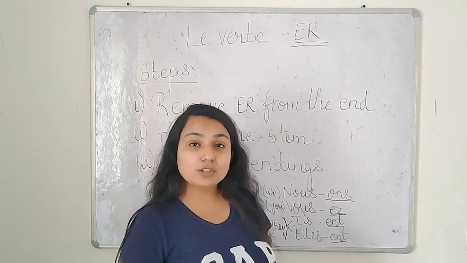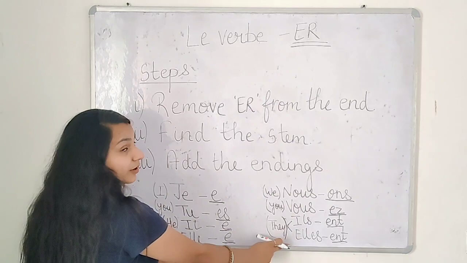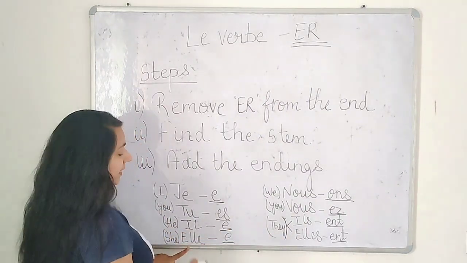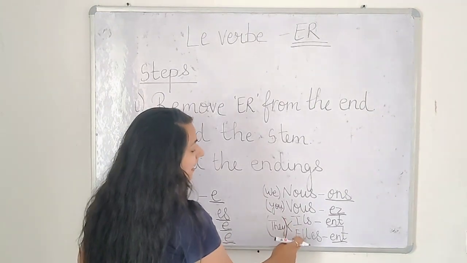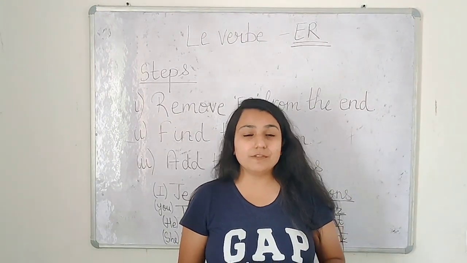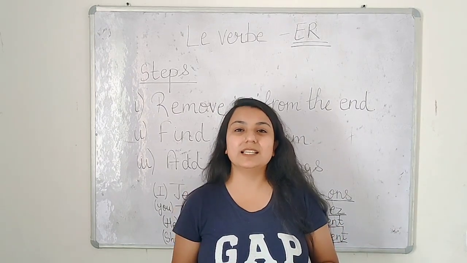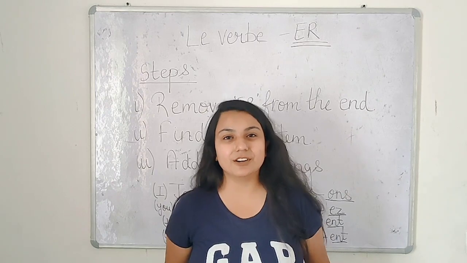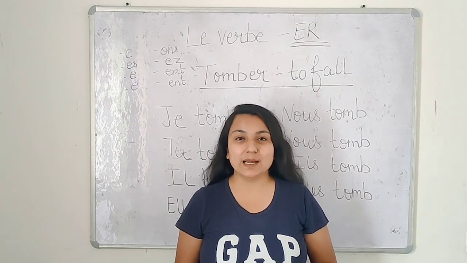You must have noticed one thing, that with il and elle, and over here plural, we have the same ending. With il and elle it's E, E, and with ils and elles plural it's ENT, ENT. I know it's a little confusing right now for all of you, but do not worry, now we will study this with an example and then it will become easy for all of you. Now let's study the ER ending verb with one of the examples.